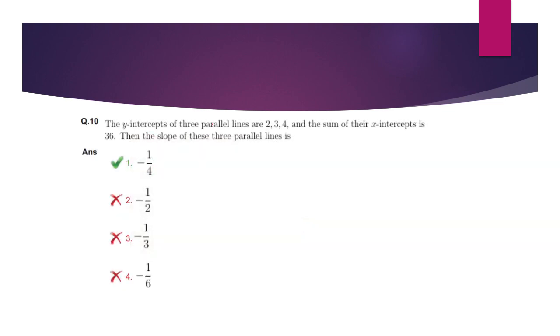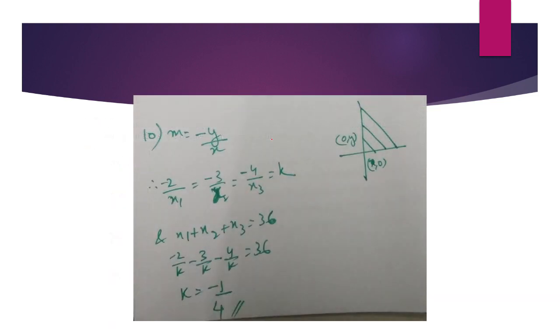The y-intercepts of three parallel lines are 2, 3, 4. So the y-intercept is given, and the sum of the x-intercepts is given. The slope of these three lines will be equal, as they are parallel. So slope is equal to minus y by x. We all know how, y2 minus y1 by x2 minus x1, then we get it as minus y by x.